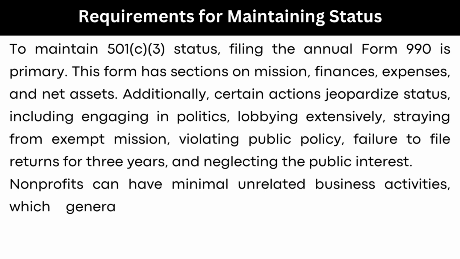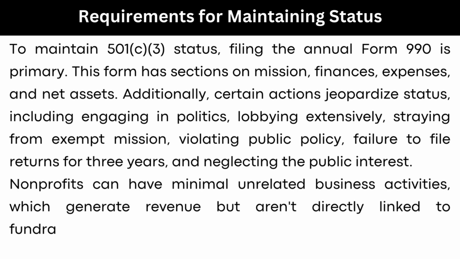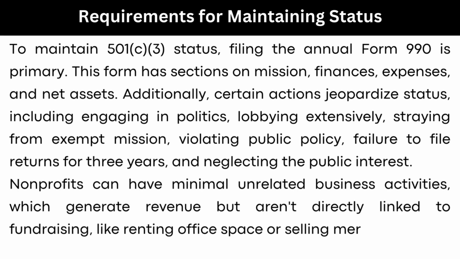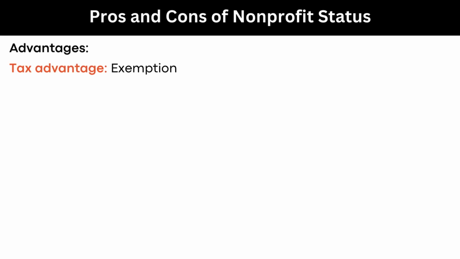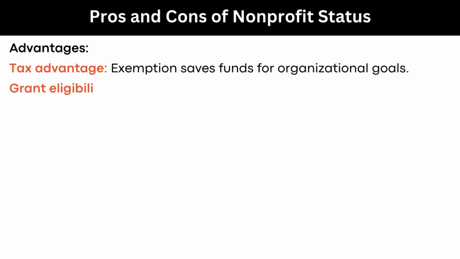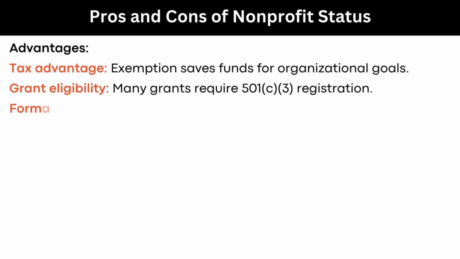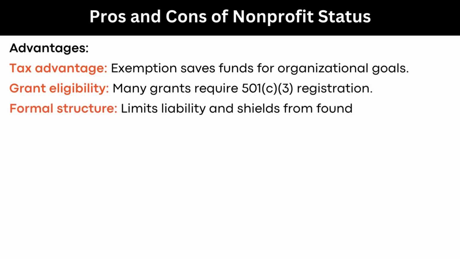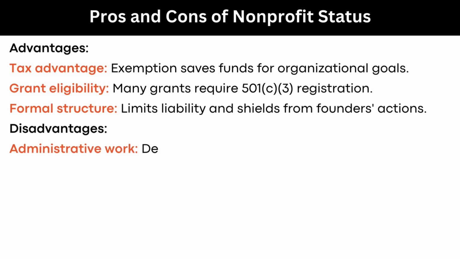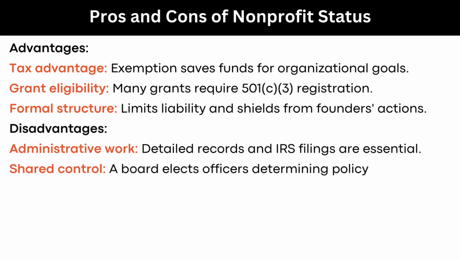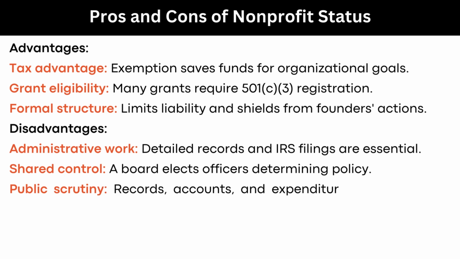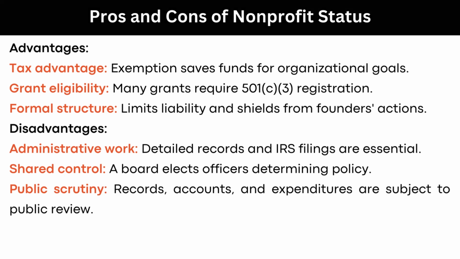Non-profits can have minimal unrelated business activities which generate revenue but aren't directly linked to fundraising, like renting office space or selling merchandise. The advantages: the tax exemption saves funds for organizational goals. Many grants require 501c3 recognition. It limits liability and shields the organization from founders' actions. The disadvantages: details, records, and IRS filings are essential. A board elects officers determining policy, and records, accounts, and expenditures are subject to public review.